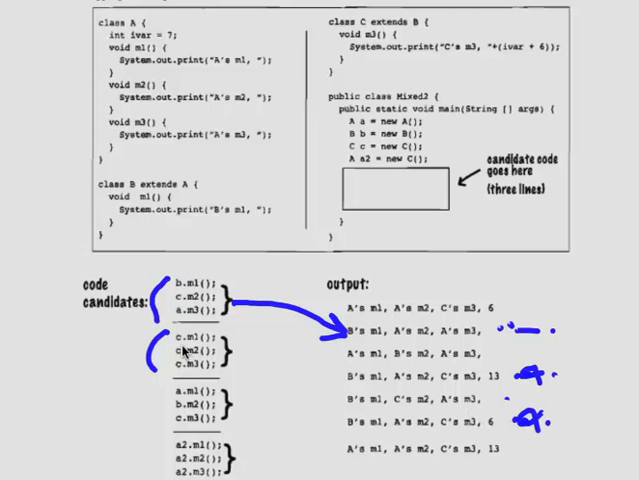Right. Second one, C.M2. So M3 here, M1 is not M2, so I'm going to M2. It says A's M2. So if I go to A's M2, it is A's M2. So this one, yes.